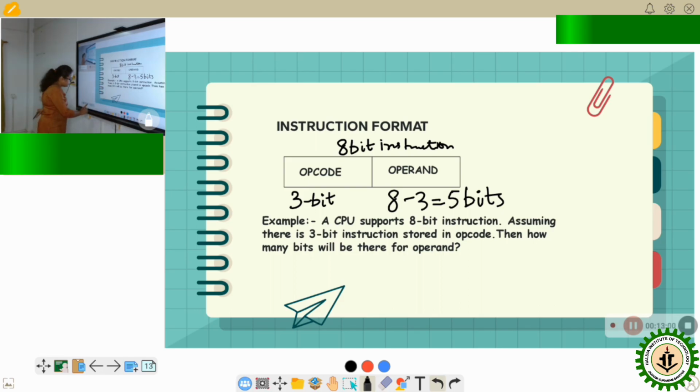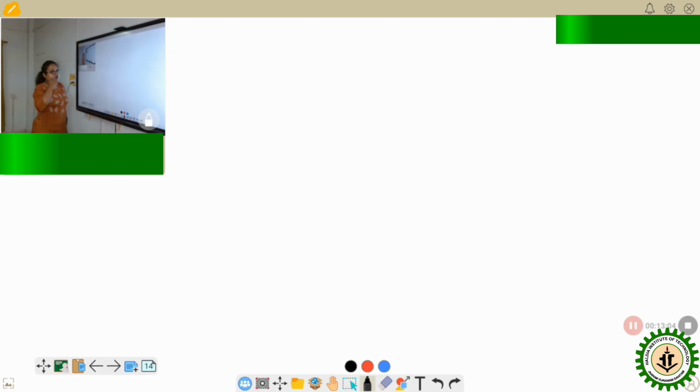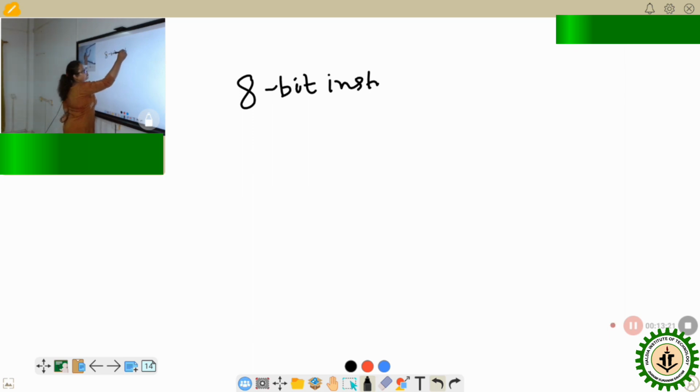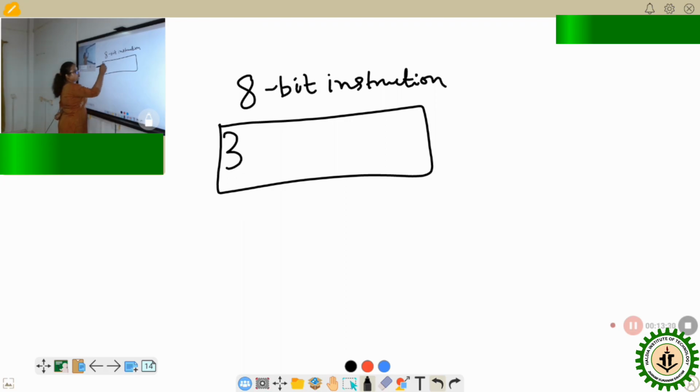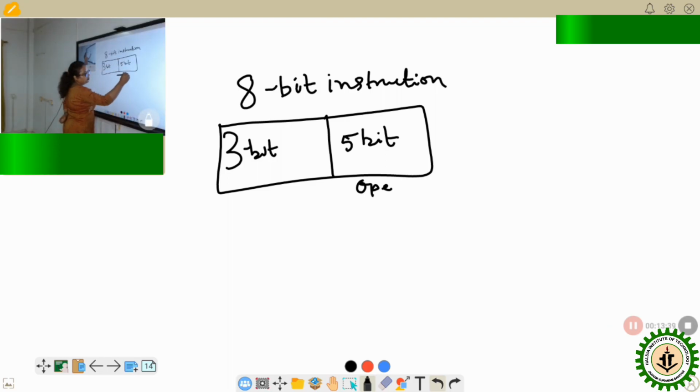Okay. Now there was an 8-bit instruction, with 3 bits for the opcode and 5 bits for the operand. So this part is the operand part and this part is the opcode part.